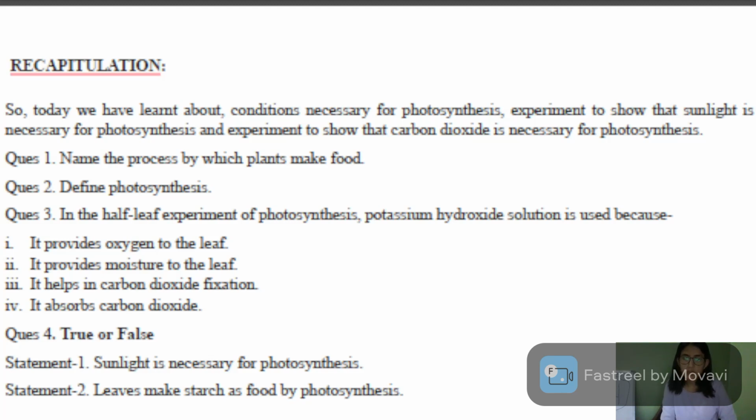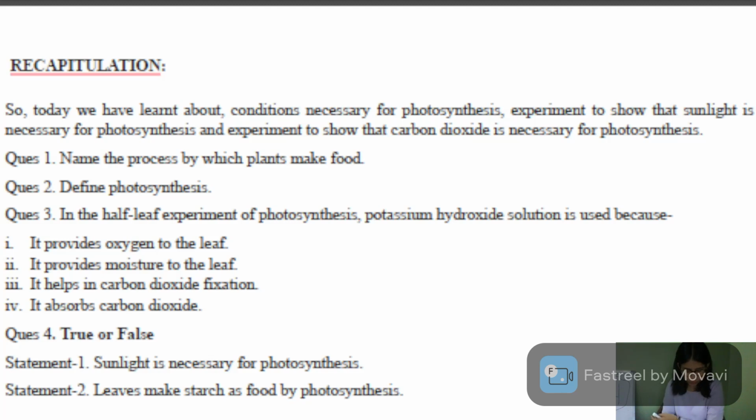So we will say that sunlight is necessary for photosynthesis, just like we had covered the part of this leaf with the aluminum foil so that it won't receive any sunlight. So that part of the leaf also gave a negative result towards the iodine test. So we came to know that sunlight is also necessary for the process of photosynthesis.